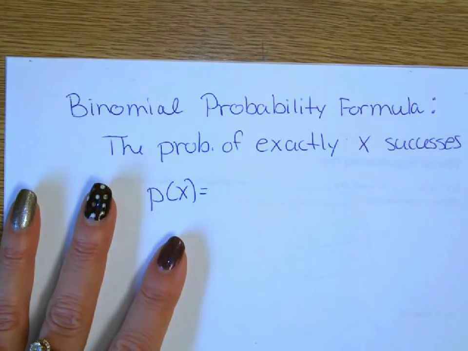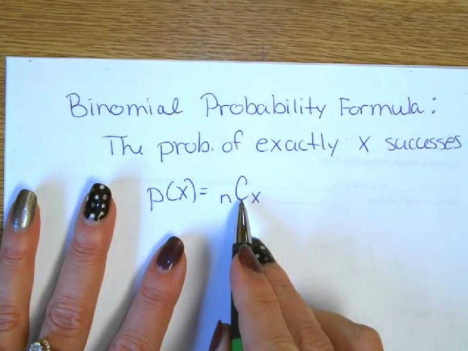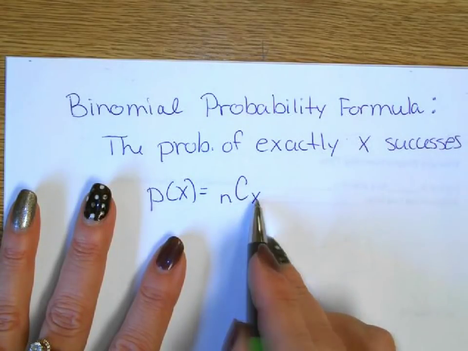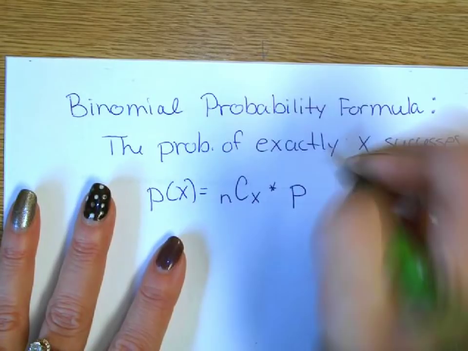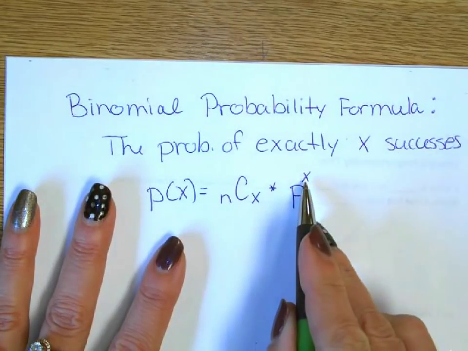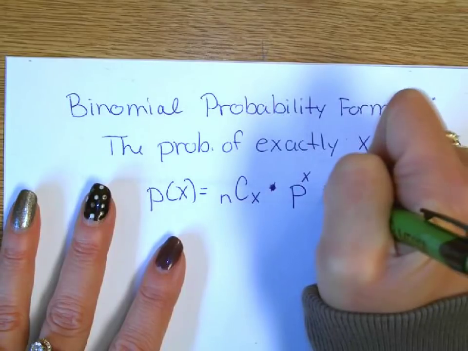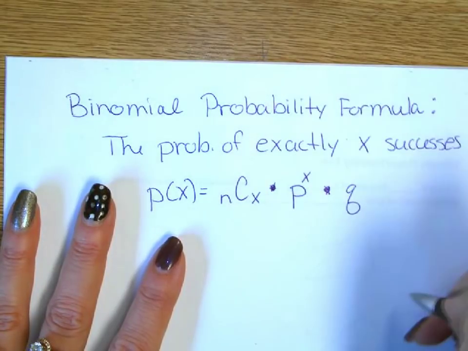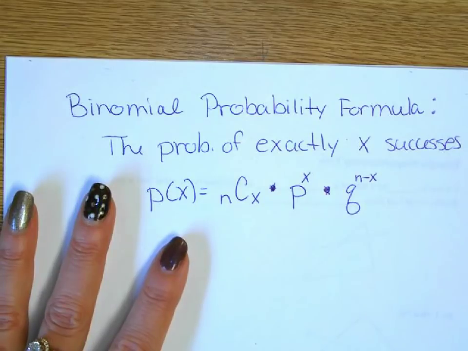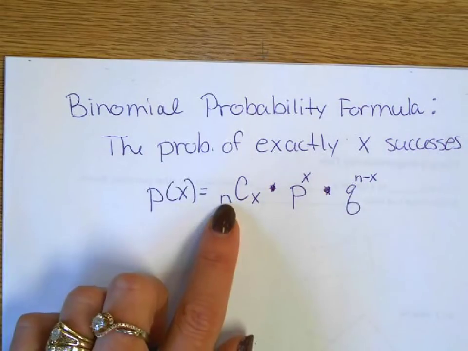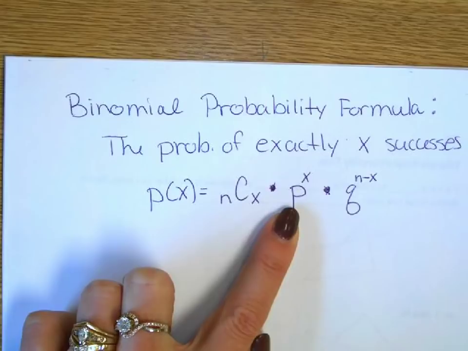P of X equals NCX. N is the number of trials, C is combinations, X is the number correct, multiplied by the probability of success raised to the number of successes power, multiplied, maybe I'll do dots instead, by the probability of failure raised to the n minus x. So it's a plug and chug formula where we need to know the number of trials, the number of successes, the probability of success, and the probability of failure.